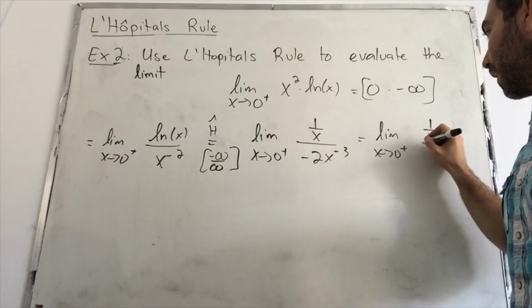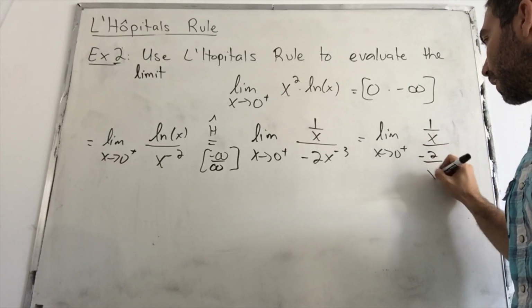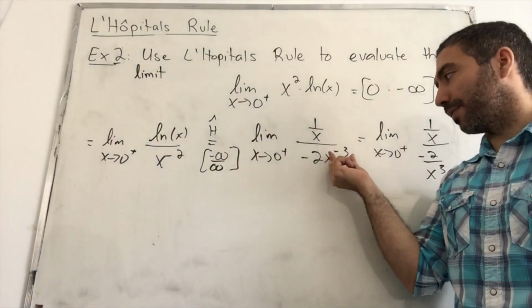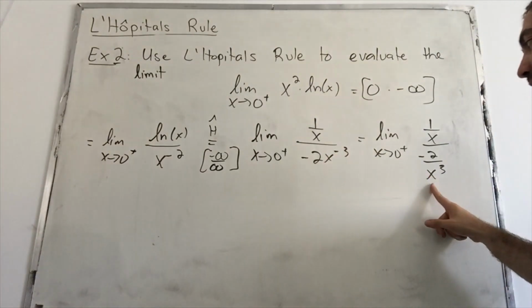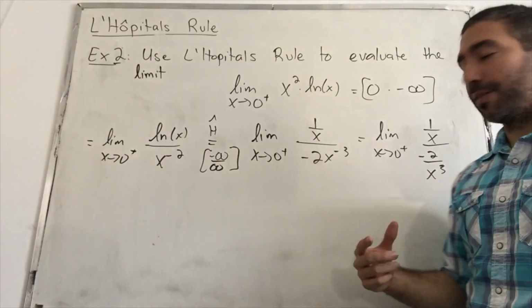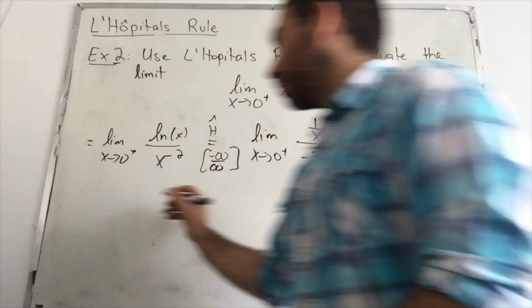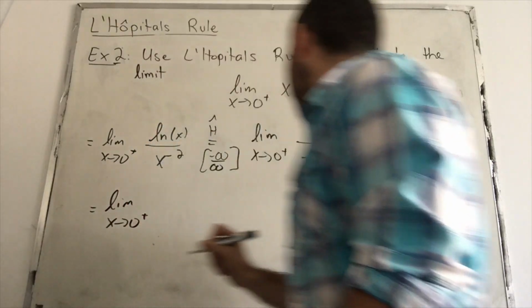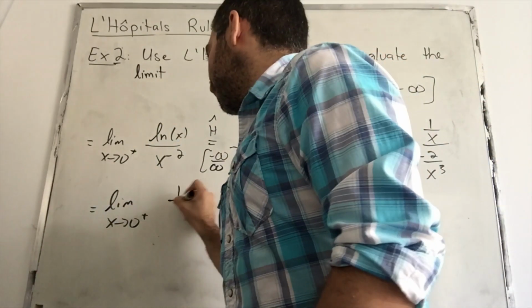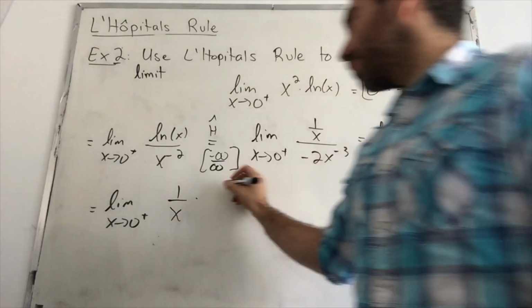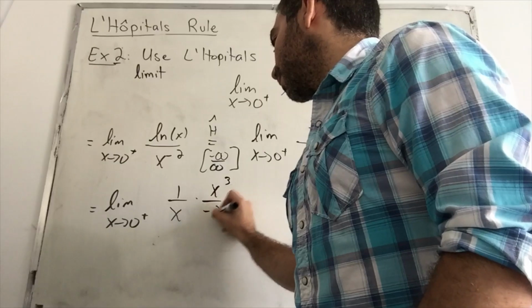What we have is 1 over x divided by negative 2 over x cubed. So I dropped the x to negative 3, and now it's x to the positive 3 on the denominator, and we have a fraction divided by a fraction. We know when we're dividing fractions, we multiply by the reciprocal. So this is equal to the limit as x tends to 0 from the positive side of 1 over x multiplied by, instead of negative 2 over x cubed, it's going to be x cubed over negative 2.